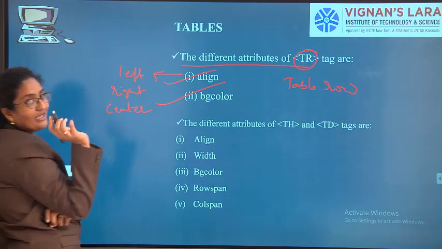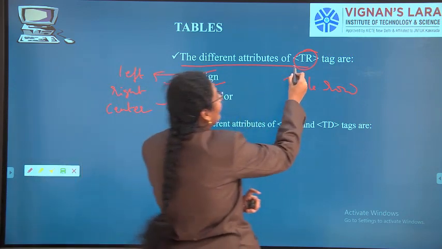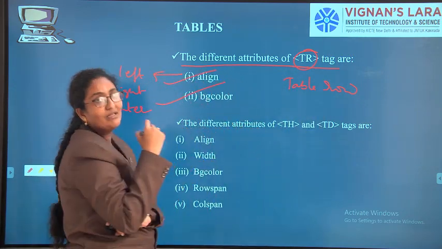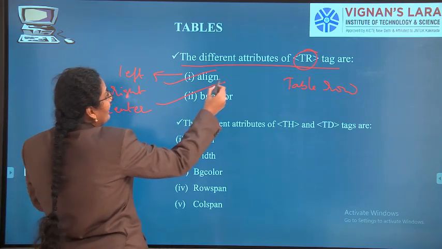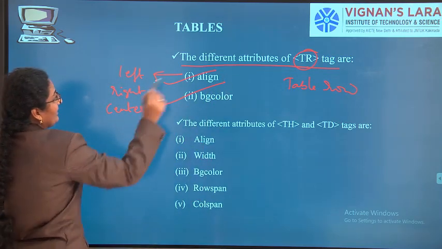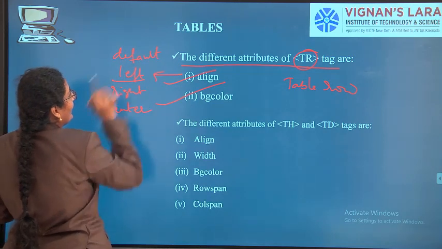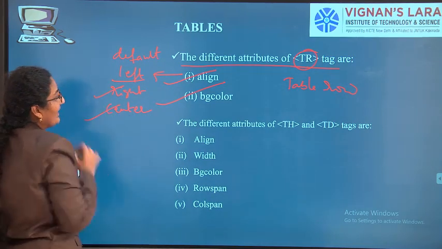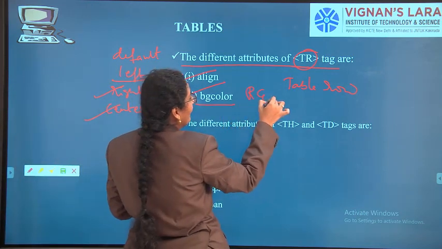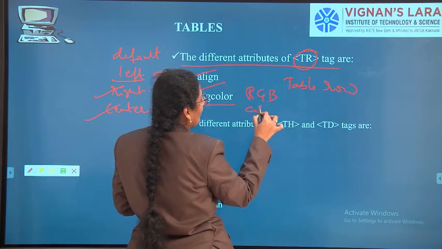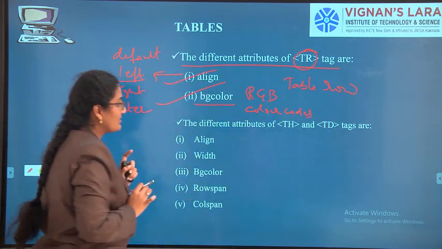See, I am giving a summary for table. Table is a tag which has the TR tag. TR is nothing but table row. So what attributes does this table row have? Align and background color, BG color. Default alignment is left. You can make it right and center also. About BG colors, you can have RGB color codes or any color codes. These color codes you can get from W3Schools.